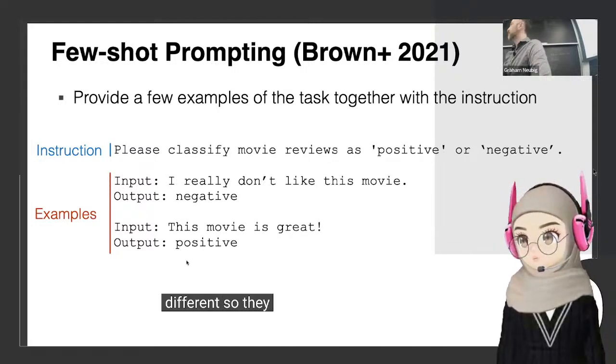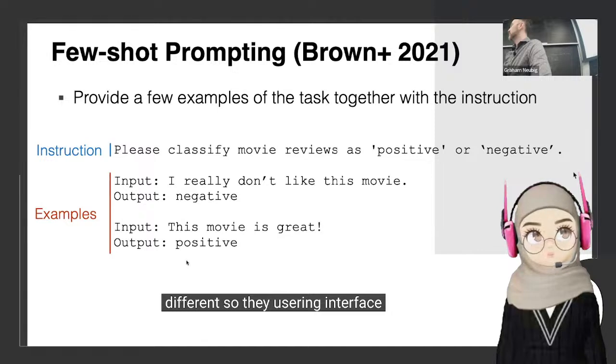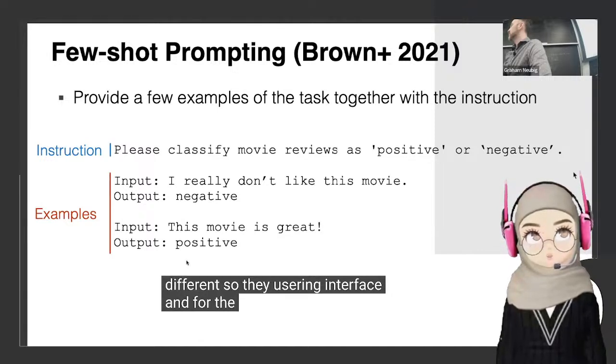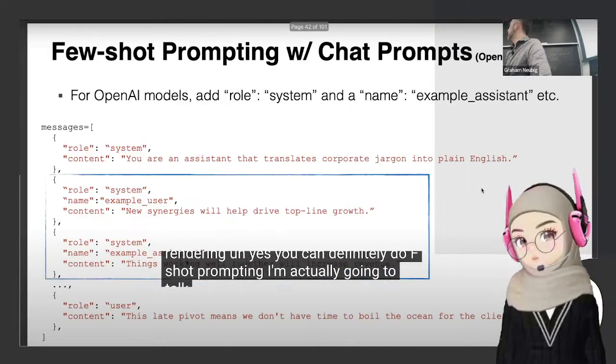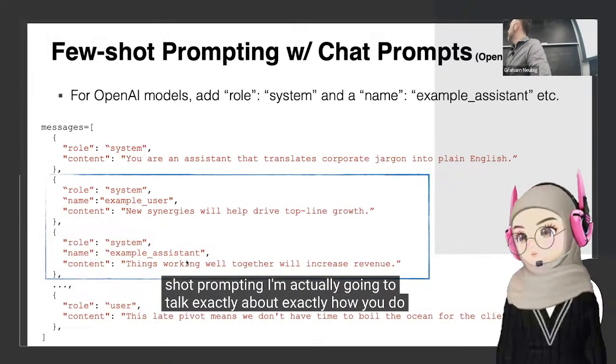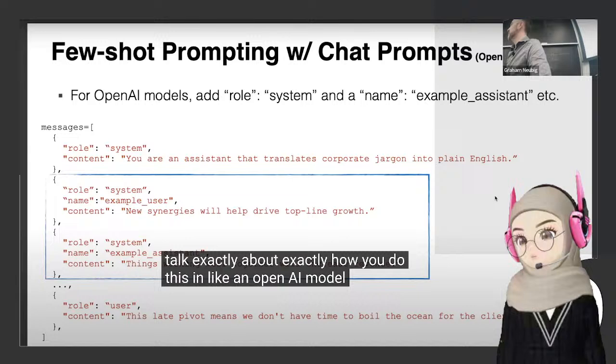So if they're having a user-facing interface, can you do few-shot prompting for the rendering? Yes, you can definitely do few-shot prompting. I'm actually going to talk about exactly how you do this in an OpenAI model. What's few-shot sampling? Does it mean getting a list of answers?